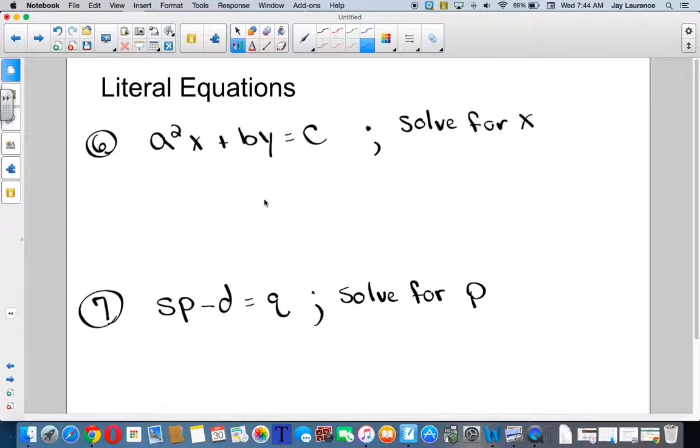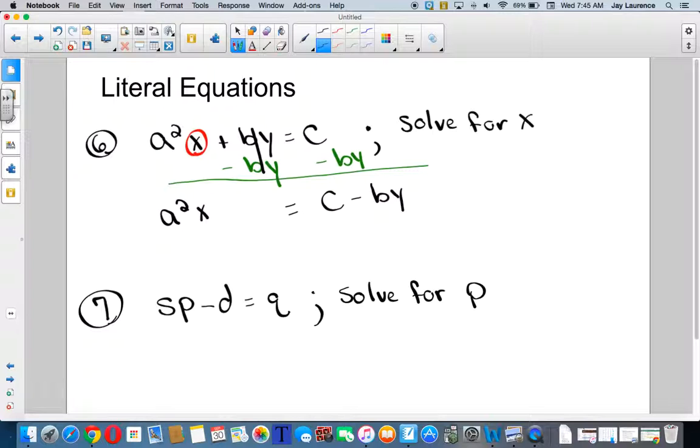Okay, going to do 1 more type, 2 more problems, solving literal equations. And these are, we're just pretending that the variables that we're not solving for are numbers. So, for example, this one says to solve for x. So x is my variable. I'm going to work to get the x alone. Well, SADMEP tells me to undo addition before I undo multiplication. And so I'm going to subtract by from both sides, and I'm going to end up with a squared x. Those have canceled. That's going to equal c minus by, right?